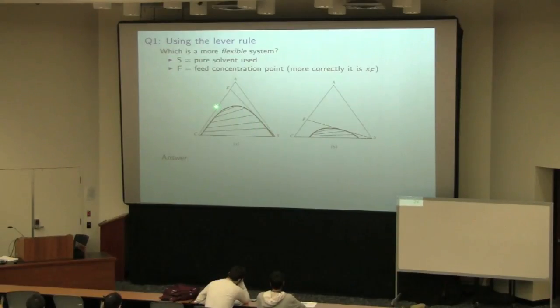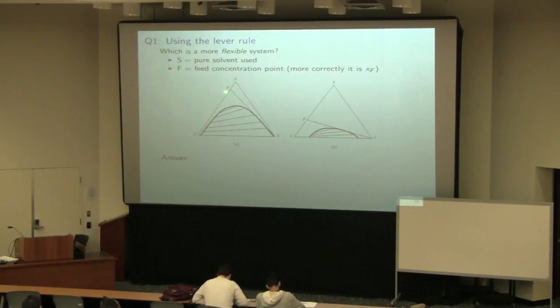If I take that same mixture F over here, which is about 50% of A, and transfer it over here, and combine that same feed with the pure solvent, I would get a mixture somewhere along that line. But that line is purely in the miscible region. Any mixture of F with the pure solvent S over here would never separate into two phases. So from a flexibility point of view, in terms of treating certain feeds, this system on the left is more desirable.